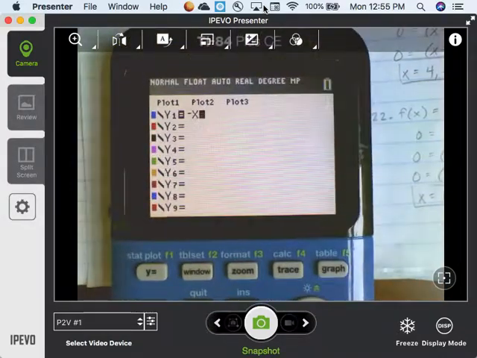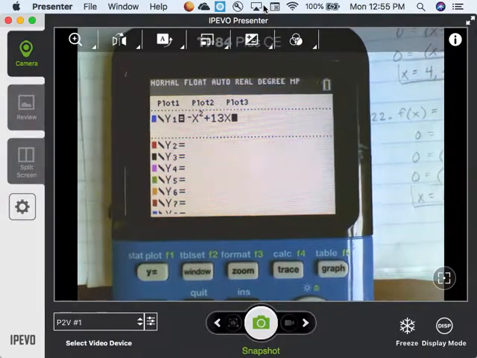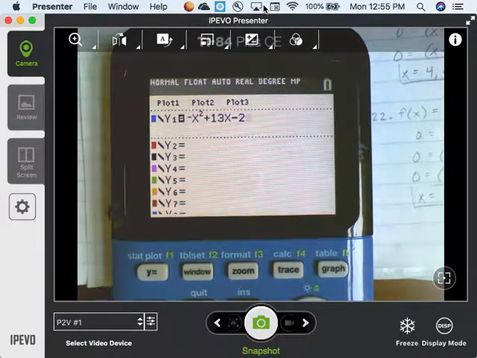So I've got negative x squared plus 13x minus 2. And notice I had to, on this one, use the subtraction sign so it looks longer. Okay. If you ever hit go after this and it tells you a syntax error, it's probably going to be blinking on your negative or your minus sign, so it means use the other one. Okay. Is everybody okay up until this point?